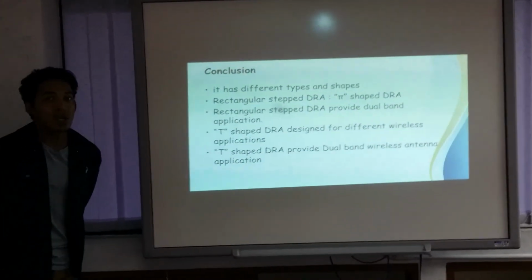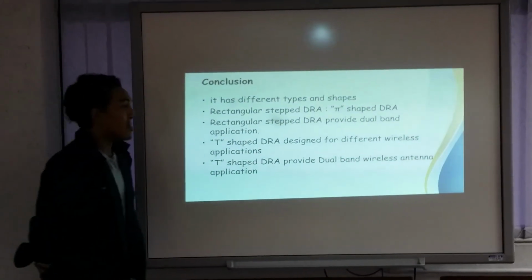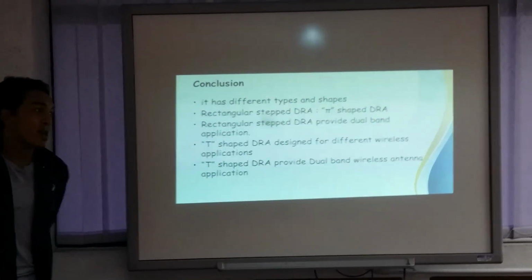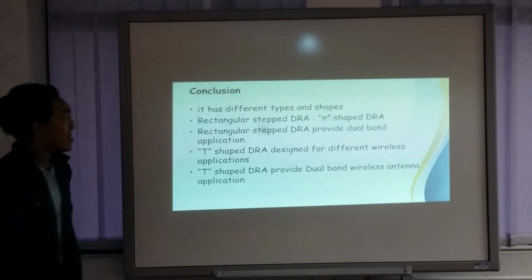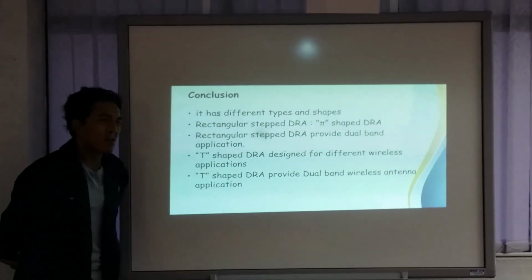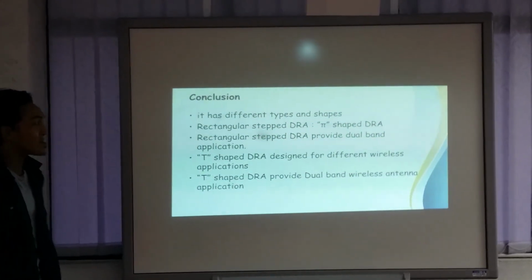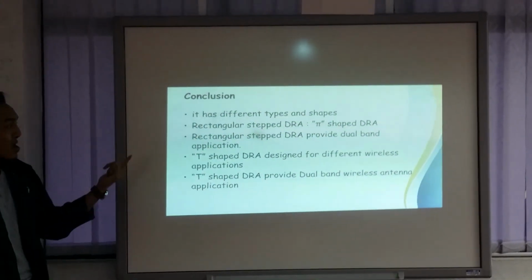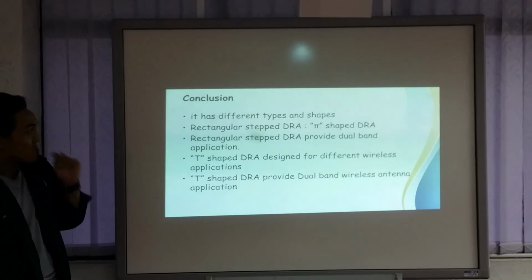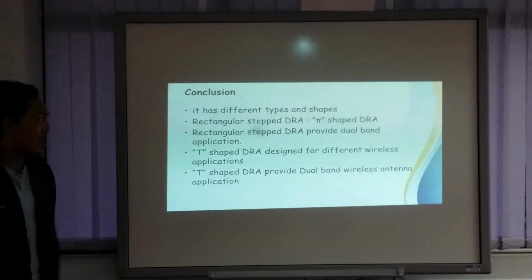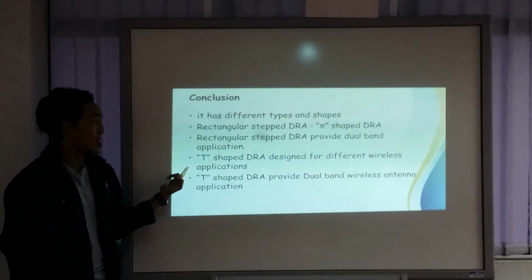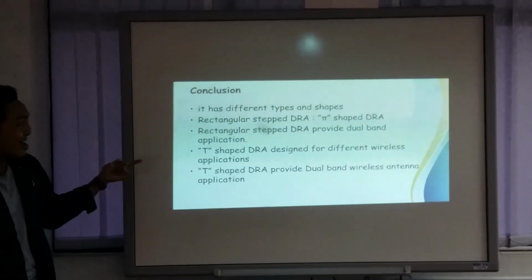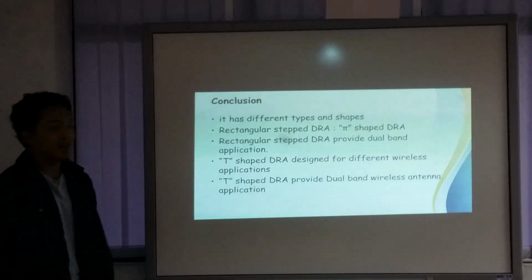Okay, now for the conclusion. There are many types of DRA that have been studied, and the types are pie-shaped DRA, rectangular step DRA, and T-shaped DRA. Rectangular step DRA provides dual band application, while T-shaped DRA provides dual band wireless antenna application.